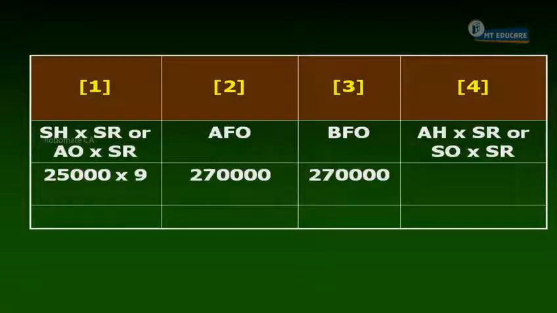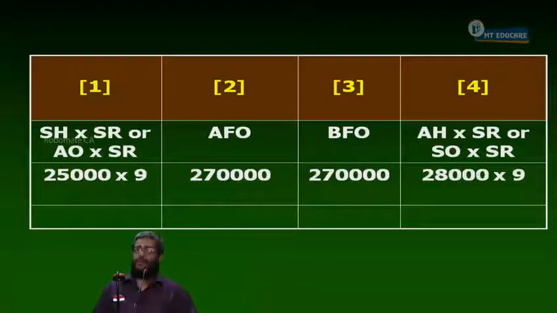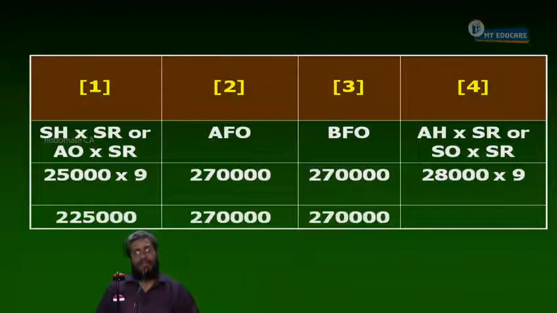AO into SR. What is AO? 25,000 units. What is SR? 9 rupees. What is AFO? 2,70,000. What is BFO? 2,70,000. AH into SR, SO into SR. Anything can be taken. I think I will be taking SO. What is SO? 28,000 units, at 9 rupees. Now, 25,000 into 9 gives you 2,25,000. Next is 2,70,000. 2,70,000. And then 2,52,000.